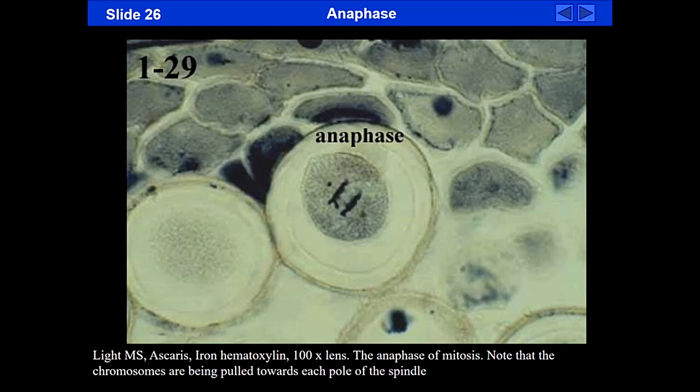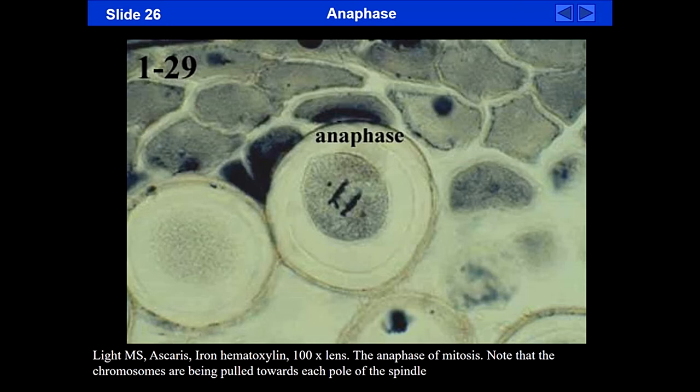When I was a high school student, we used to do this. I think this is Ascaris, right? The plant. The teacher would give us a piece of it and we'd fix it up and stain it with a little bit of dye and stick it under the microscope, and it always came up really well. Always worked.